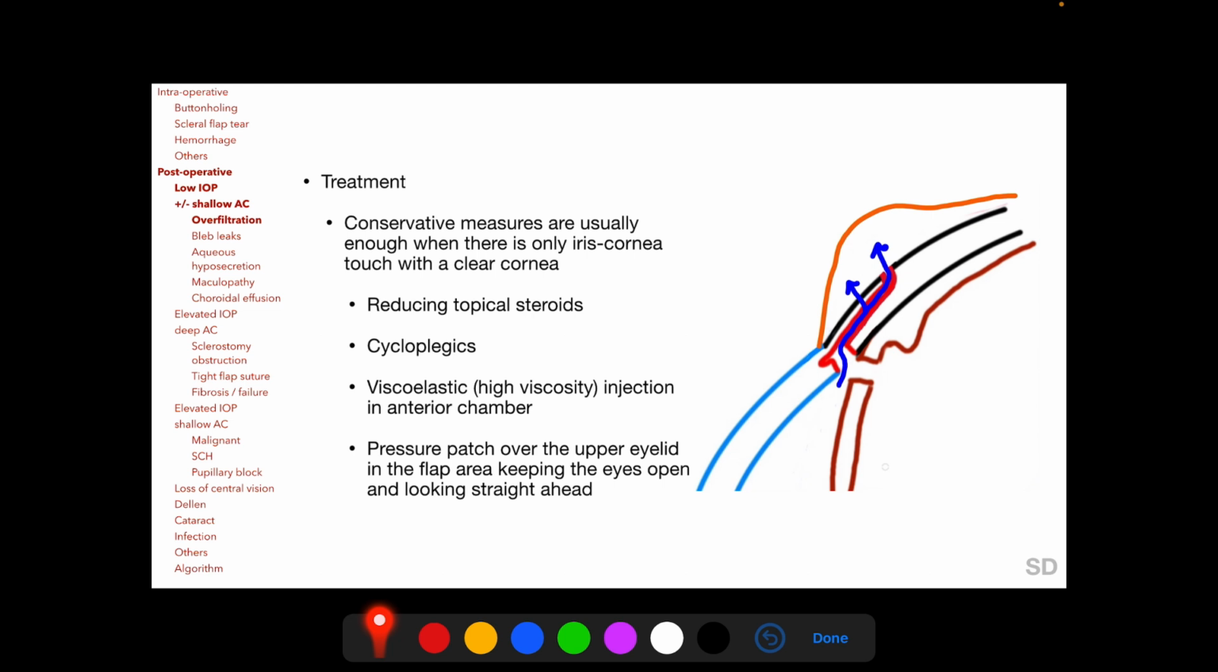Other measures include cycloplegic administration, which helps in pulling the lens-iris diaphragm posteriorly to deepen a shallow chamber, viscoelastic injection in the anterior chamber, and application of a pressure patch over the upper eyelid in the area of the scleral flap, while instructing the patient to keep the other eye open and look straight ahead. We'll be seeing a diagram of the pressure patch with the discussion on bleb leaks next.